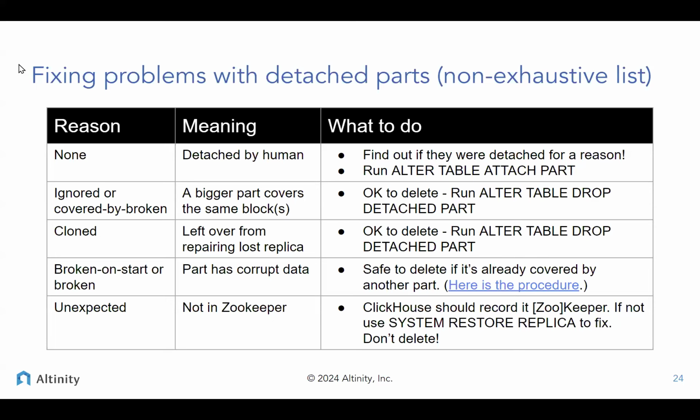Similarly, cloned. That's a part left over from fixing a lost replica. We'll talk about lost replicas later, but that's a replica that's basically gotten detached from its metadata in Keeper. Again, if you see those, you can just go ahead and drop them. ClickHouse doesn't wipe them out automatically because it wants to give you a chance to check, but the cleanup is simple. So broken on start or broken, that's a corrupt part.